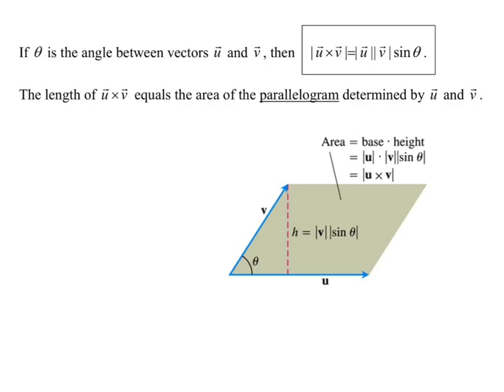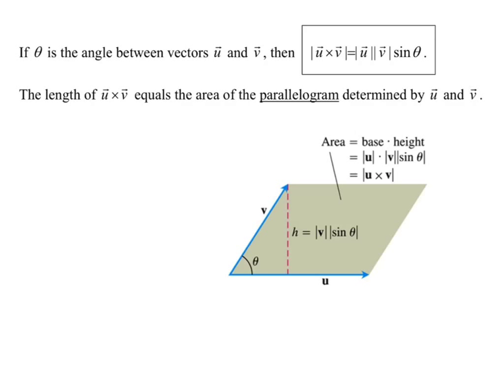Alright, now we do have an angle definition when we talk about the magnitude of the cross product. If theta is the angle between vectors u and v, then the magnitude of u cross v is the magnitude of u times the magnitude of v times sine of theta, where theta is the angle between the two vectors.